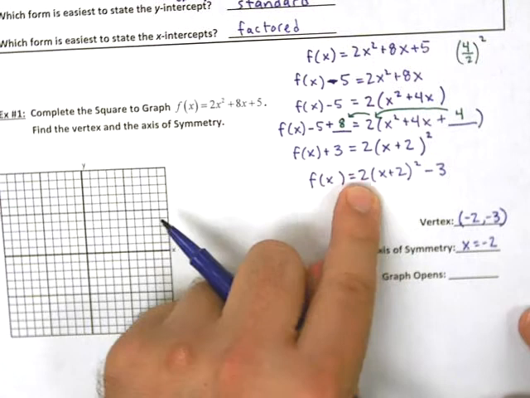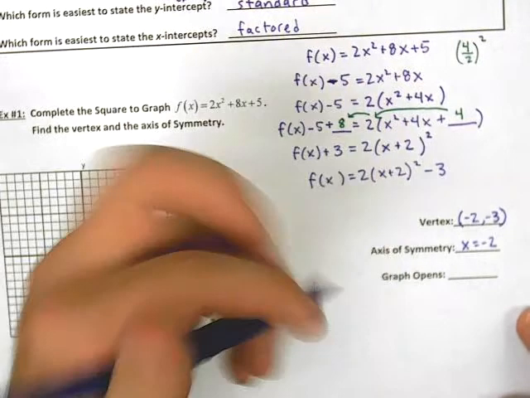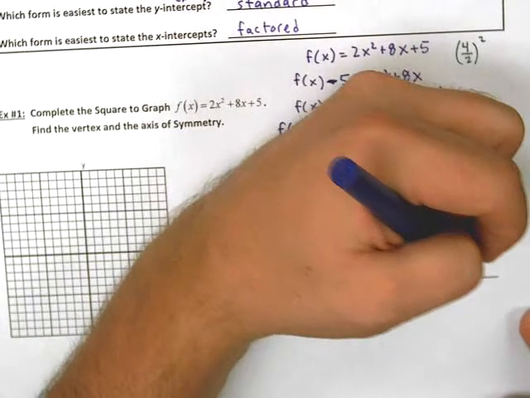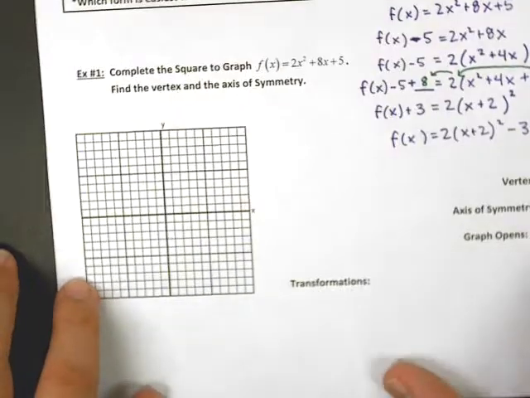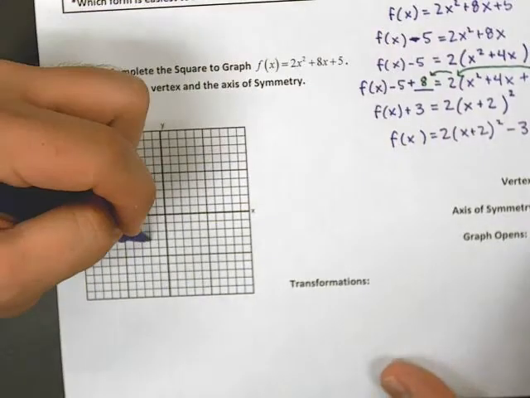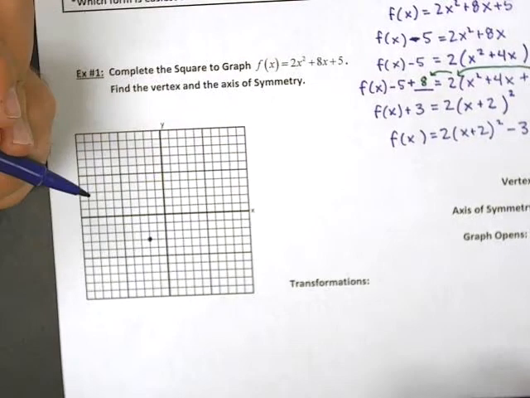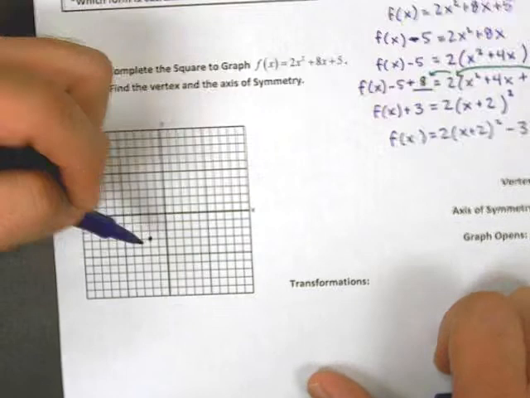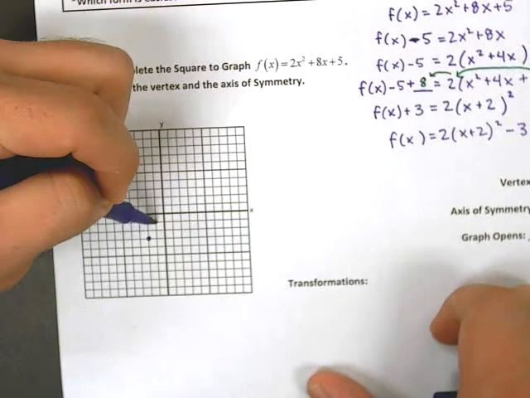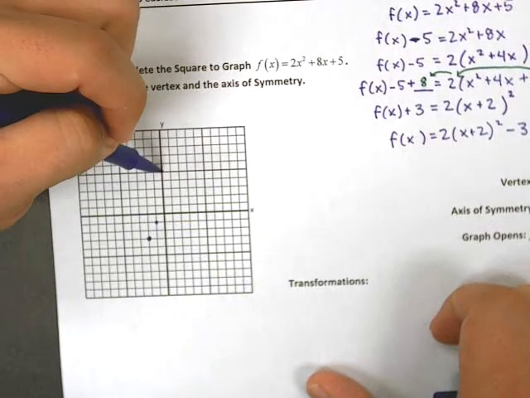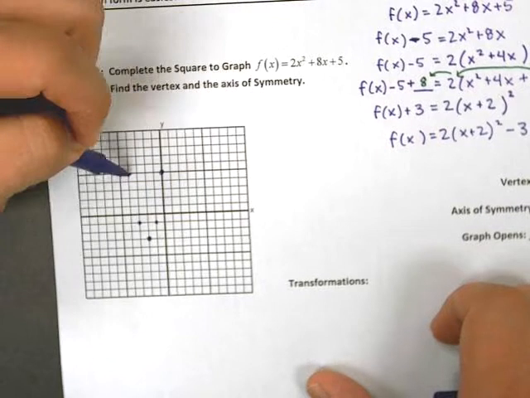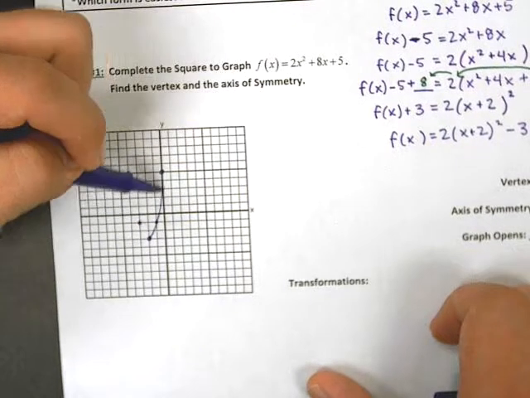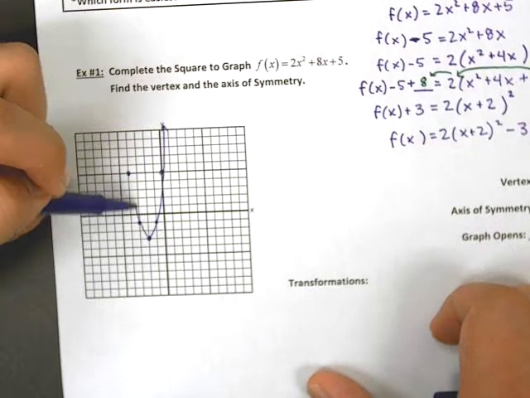I know that I have a positive a value, so is this going to open up or down? Up. Alright, we're ready to graph this. Let's do it. -2, -3. Let's see, my 2 was the vertical stretch, so instead of going over 1 up 1, I'm going over 1 up 2, over 1 up 6. And that's pretty much all I can graph here. So something like this, something like this.